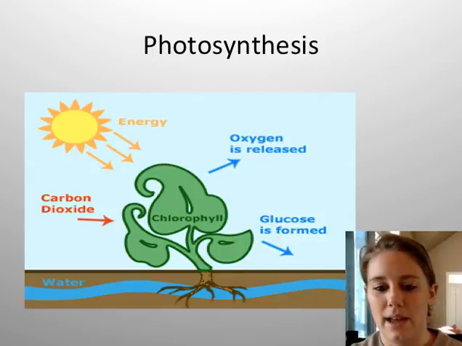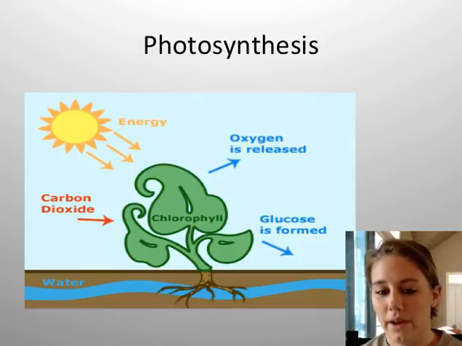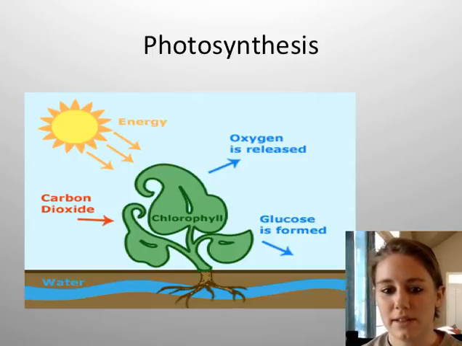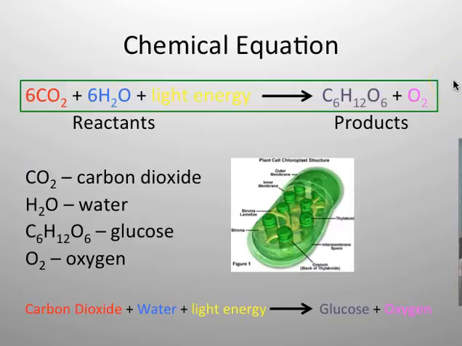So go ahead and describe what you see in this picture. I'd like you to answer what is needed for photosynthesis, where photosynthesis occurs, and what is created at the end of photosynthesis. The chemical equation for photosynthesis can be found here.